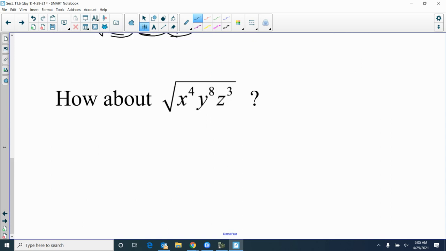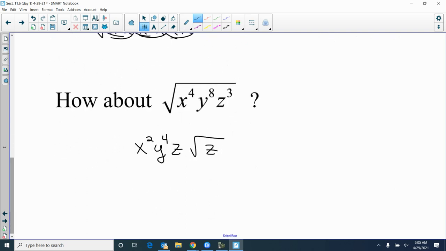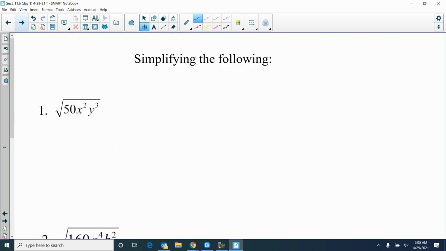How about this one here? X to the 4th, y to the 8th, z to the 3rd. You could write them all out, but we don't want to do that. That's too much work at times. Cut those in half. So x to the 4th becomes what? X squared. Y to the 8th becomes y to the 4th. What about z cubed? Z, and then z on the inside. So if you got an odd power, you're going to be left with something on the inside, regardless. Z to the third would be three z's, so there's the two, and you bring them outside.